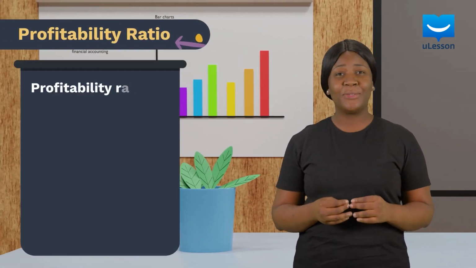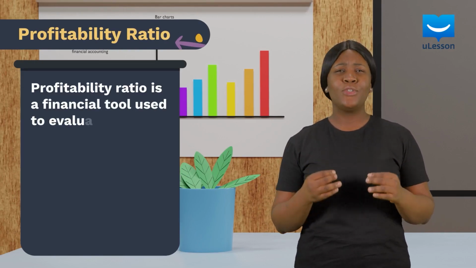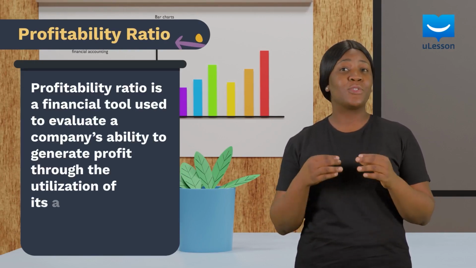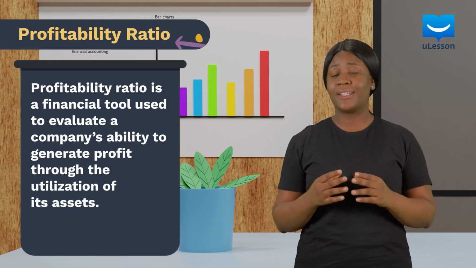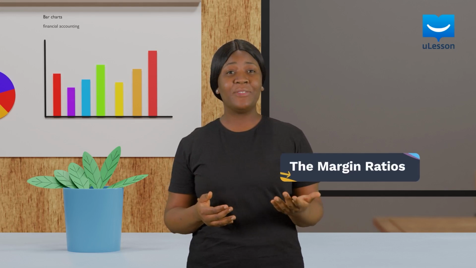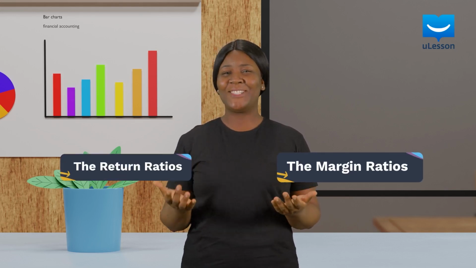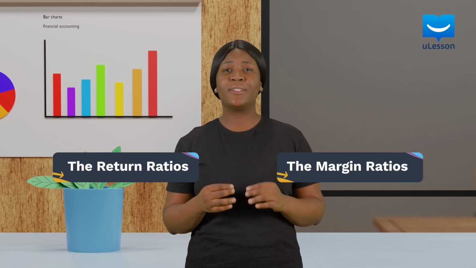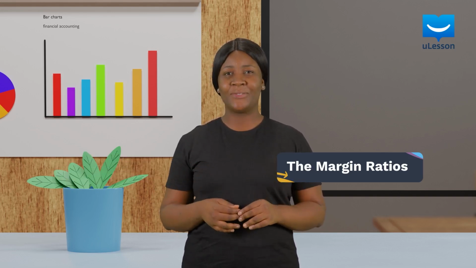Profitability ratio is a financial tool used to evaluate a company's ability to generate profit through the utilization of its assets. In calculating the company's ability to generate revenue, we would use two types of profitability ratio, which are the margin ratios and the return ratios. In this lesson, we will focus on the formulas in the margin ratios.